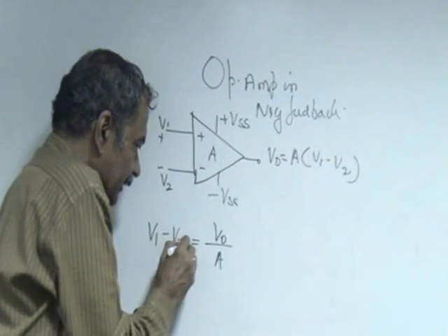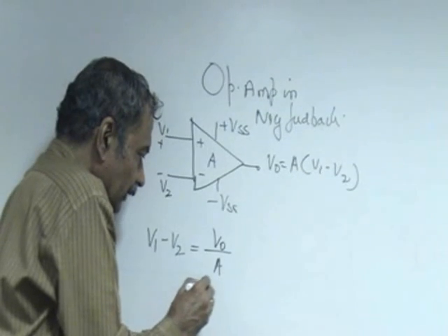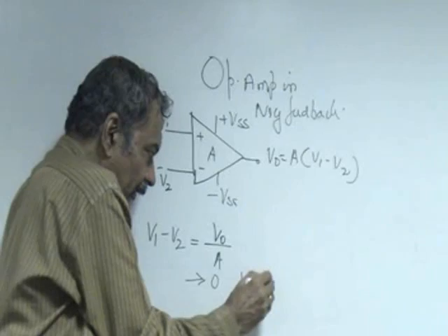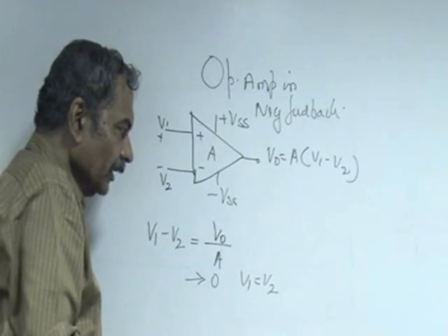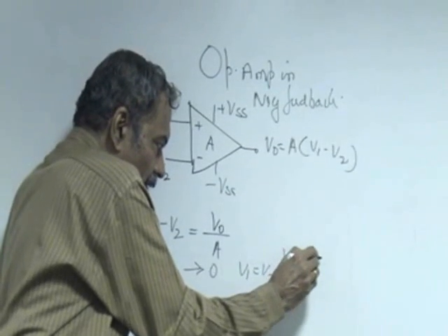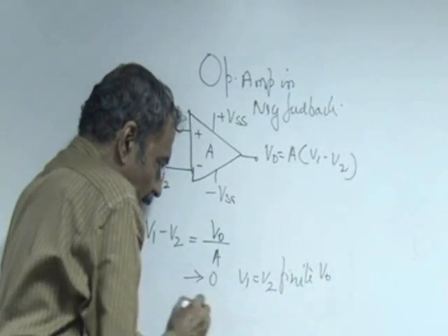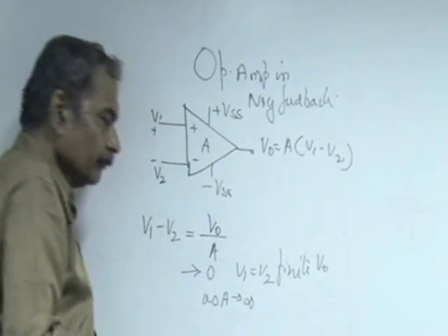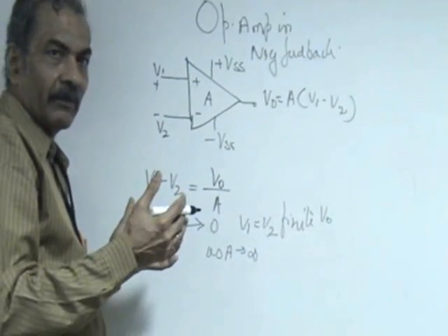Now with this kind of op-amp, as V0 is kept finite, V0 by A, which is nothing but the difference in voltage at input, tends to zero, or V1 becomes essentially close to V2, for any finite V0 as A tends to infinity. This could be a current amplifier.